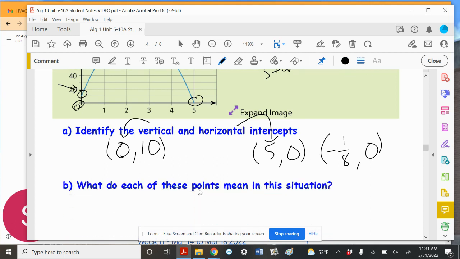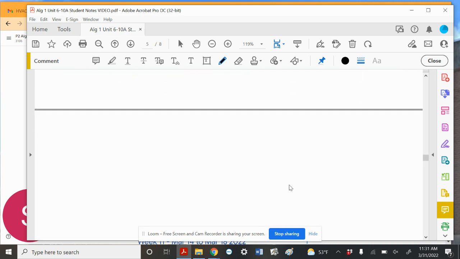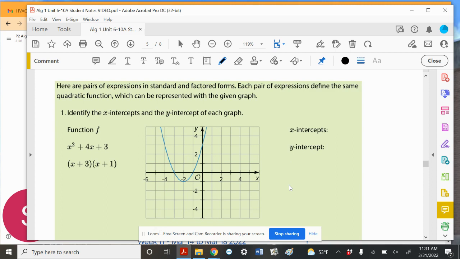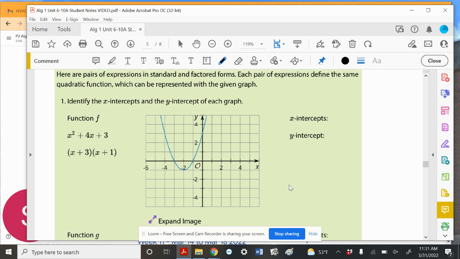Okay, so what do they mean? This is where we toss the object or throw the object up. This is where it hits the ground, okay? This doesn't mean anything.